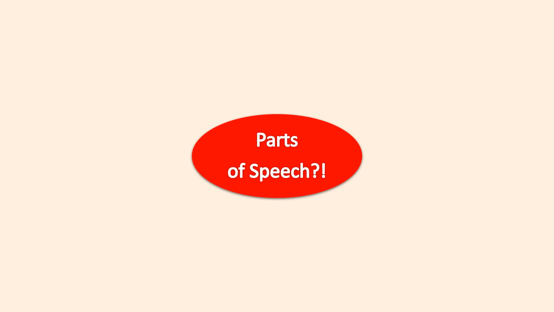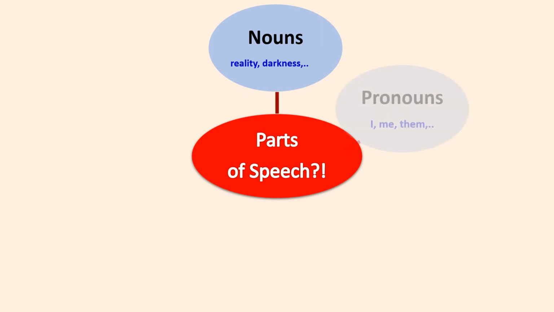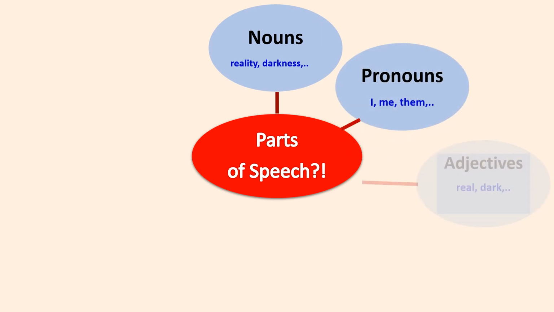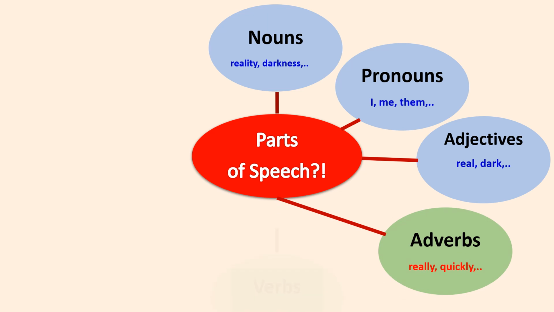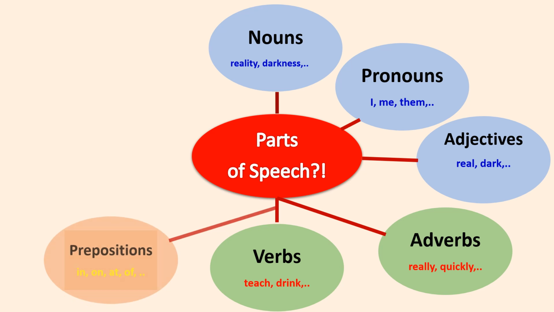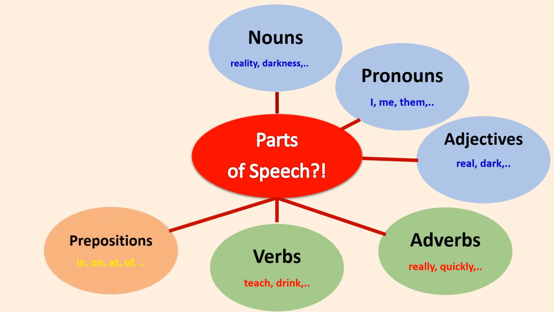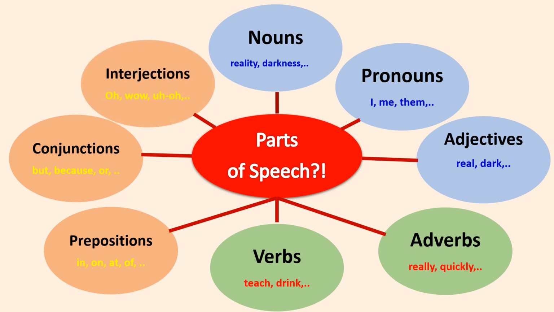We have very common parts of speech that we always use, such as nouns, pronouns, adjectives, adverbs, verbs, prepositions, conjunctions, or linkers, as most of you would like to call them. And finally, we have interjections.